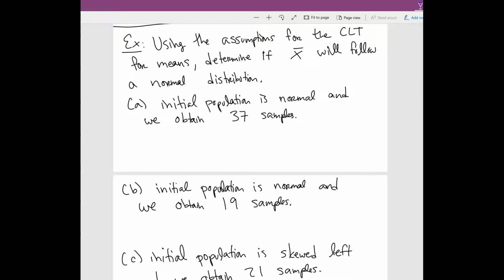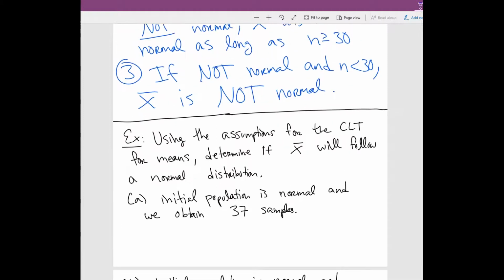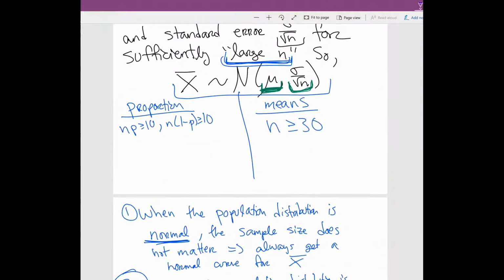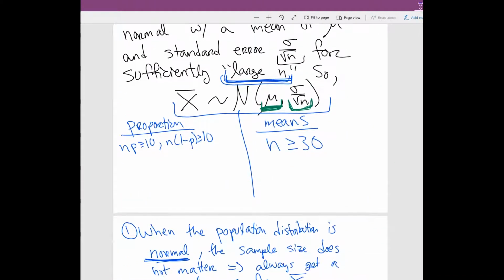So let's do a couple problems using the CLT for means. We said in the previous video that as long as n is greater than or equal to 30, this x bar, the sample mean, will be normally distributed with a mean of mu and a standard error or standard deviation of sigma over square root of n.